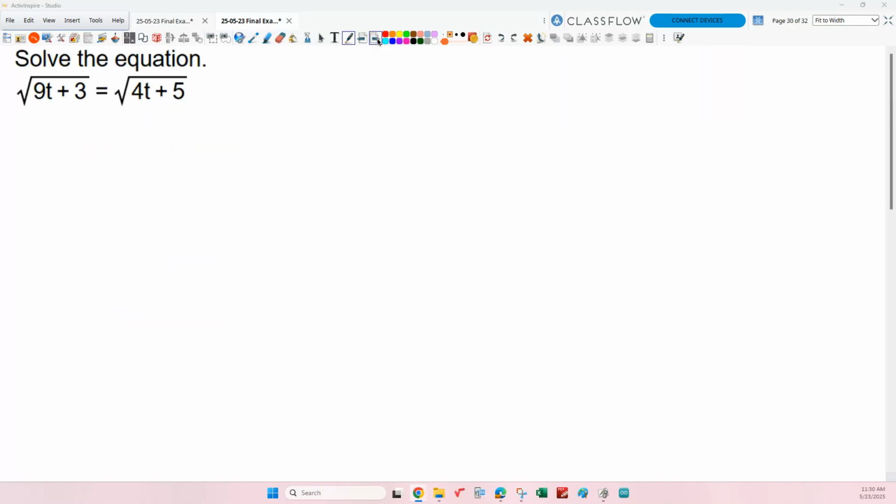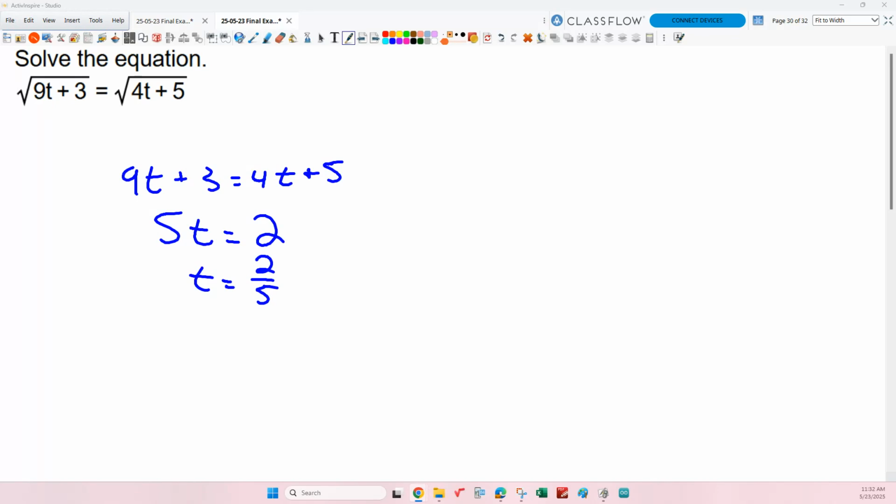I'll have you try that one. What'd you do first here? Square both sides. If I square both sides, what do I get on the left? 9t plus 3. What about the right? 4t plus 5. How do I solve for t? Subtract 4t, subtract 3. t is what?